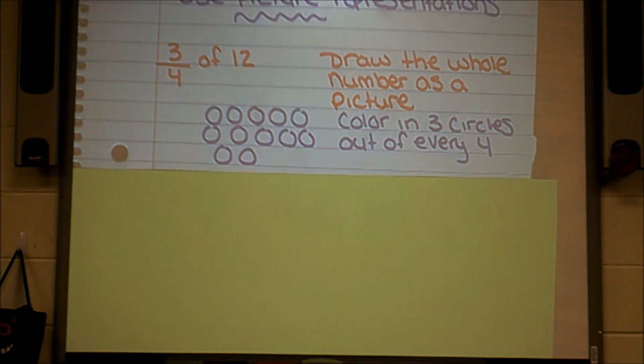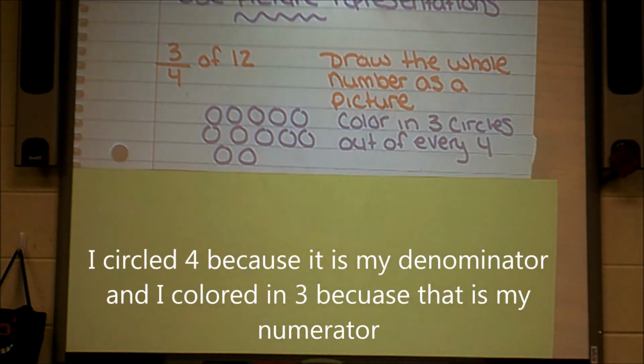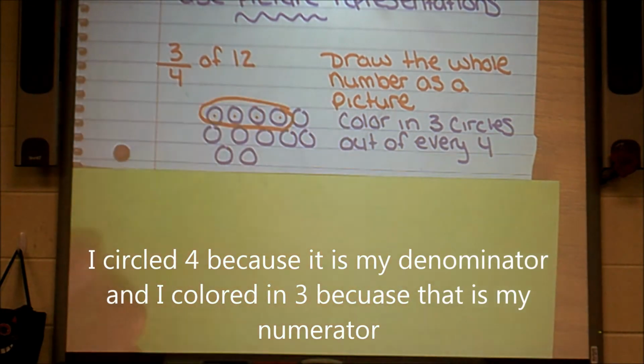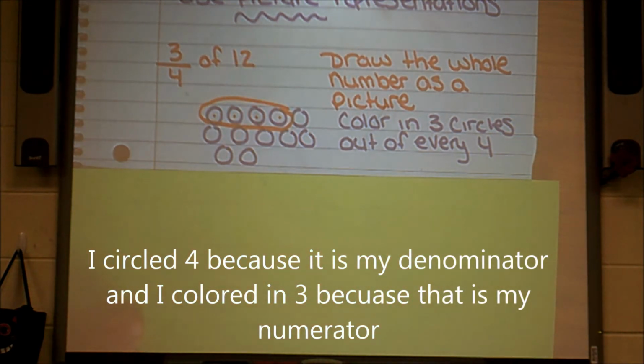And then the next step is I want you to color in or shade in 3 out of every 4 circles, because that's what our fraction is. Our fraction is 3/4. So out of 4 of those, I'm going to shade in 3. First I'm going to circle 4. 1, 2, 3, 4. And I put them in a circle. And then I'm going to shade in 3 of them.